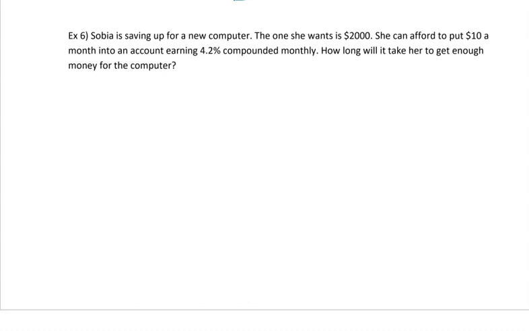All right, so for this one, we're going to start off once again with FV, PMT, N, and I. So if she wants a $2,000 computer, that is going to be the future value, because that's how much she's going to need after however long, because we don't know that part yet. The payment, she can afford to put $10 a month. So it's $10 for a payment.